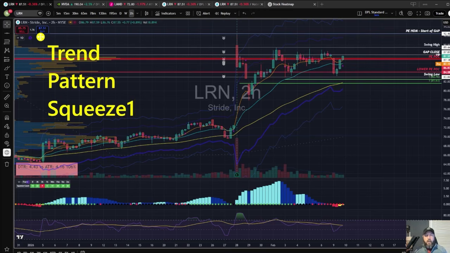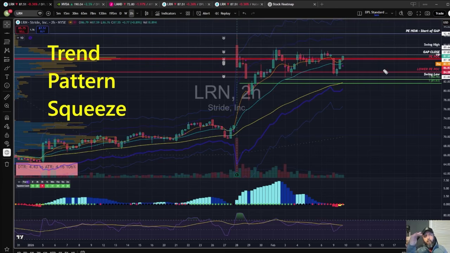I define a trend as stacked moving averages. A lot of times you'll ask somebody, hey, is this stock in a trend? Is it trending? Yes or no? And depending on who you ask, you'll get different answers. Well, I like to use something a little bit more concrete, which is moving averages.